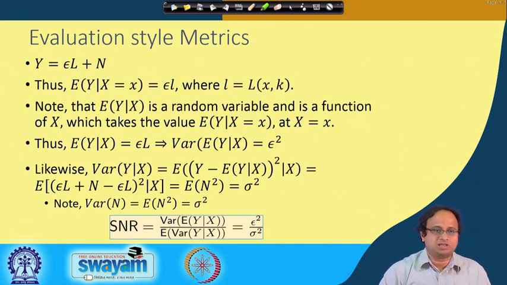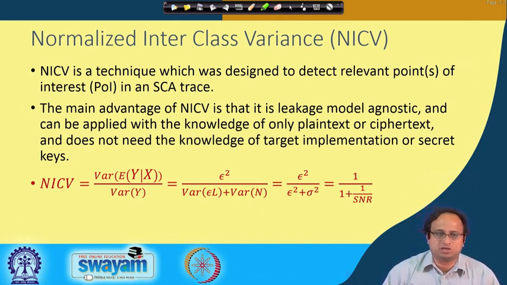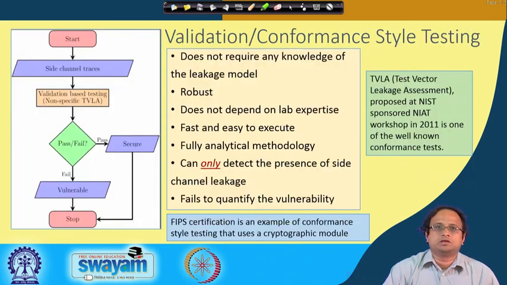Whereas when you are estimating the NICV, you are just calculating the variance of y. So you are basically taking both of them together and you are not separating the noise component, and therefore you need not know the key in this case. In some sense, for non-profile attacks this is better, because in a non-profile attack you have no knowledge about the secret key until you are successful in the attack.